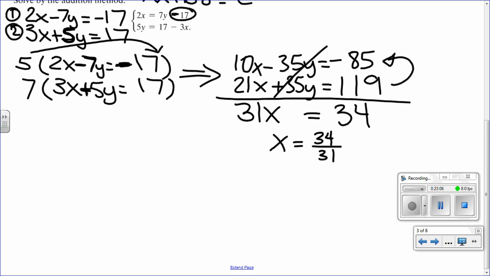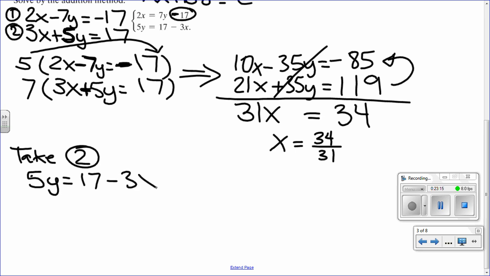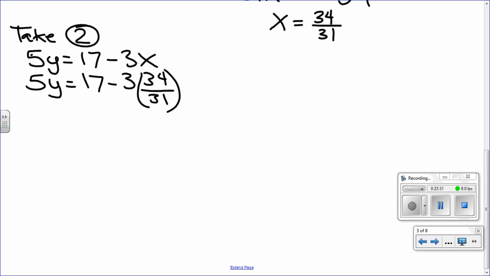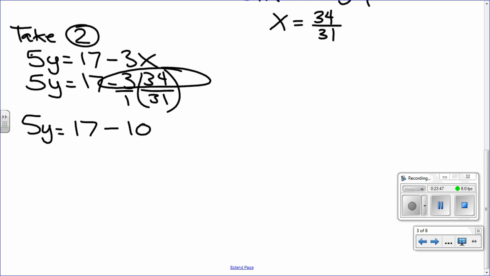Now let's find y. So I'm going to take equation number 2, which is 5y is equal to 17 minus 3x. And I'm just going to substitute the numerical value that I got for x. So that is 17 minus 3 times 34 over 31. So 5y is equal to 17. Remember here when you multiply fractions, it's just straight across. So 3 times 34, that will be negative 102 over 31.